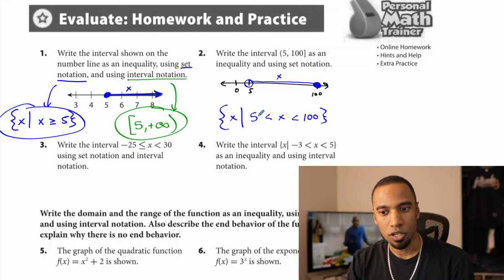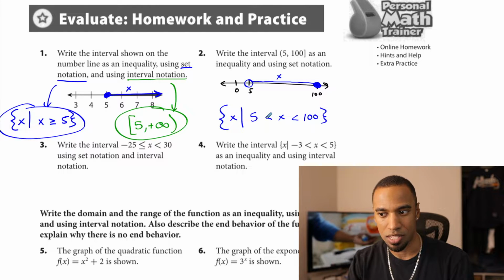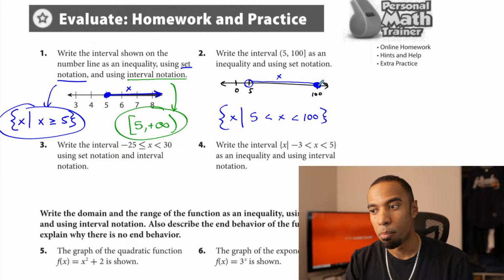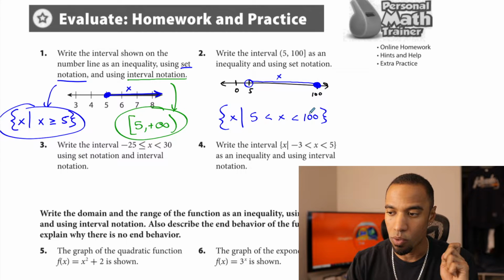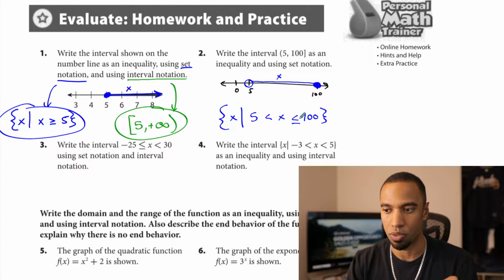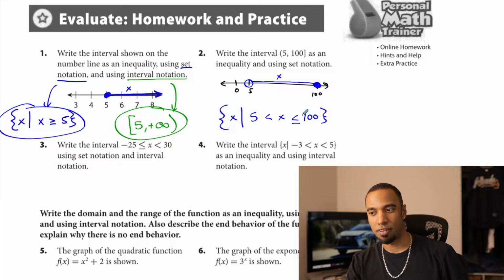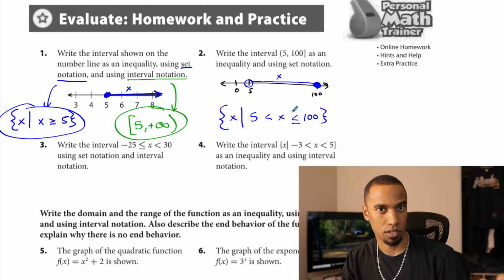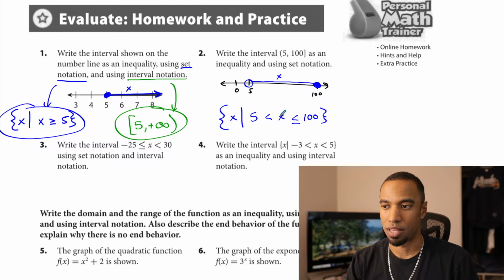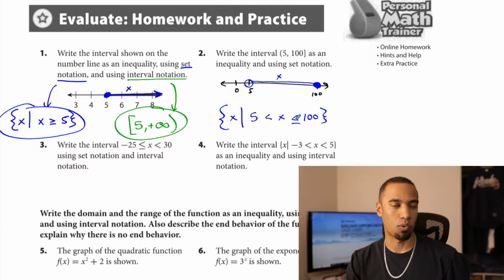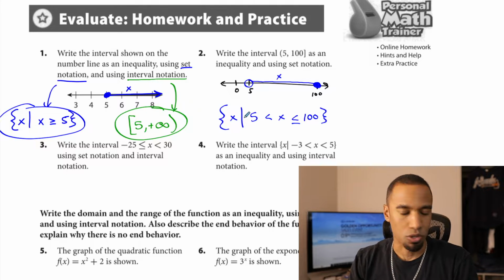Now 5 is not included. That's why we said just less than and not less than or equal to. But 100 is included, so we will put less than or equal to there. So x is between 5 and 100, and 100 is inclusive. And that's your answer. That's the set notation. That's as an inequality. And there's the whole set notation again.